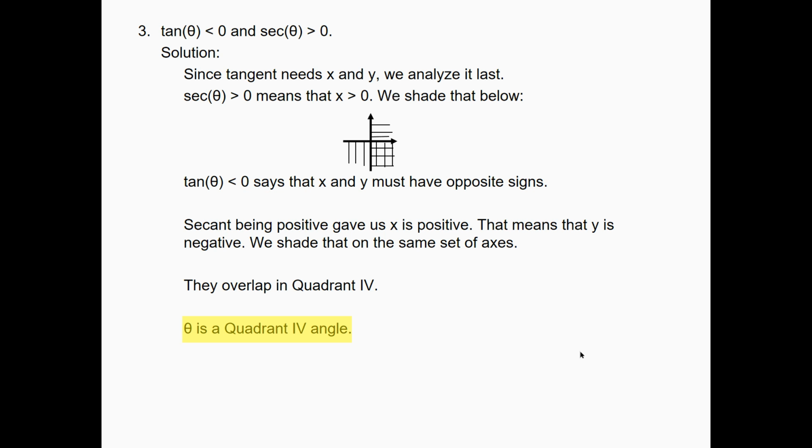Now, if you don't get overlapping in one quadrant, it could be overlapping in 2 quadrants, in which case you've narrowed it down to 2 quadrants.